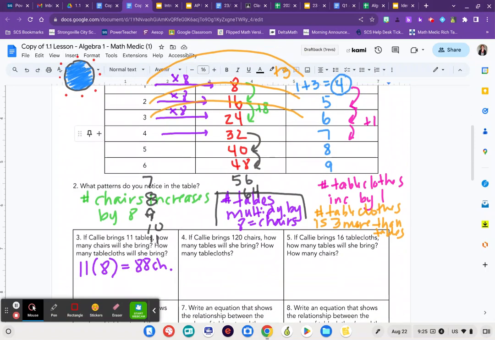But it also says how many tablecloths would she bring? So again, if I were to extend my table, I would keep adding 1 to the tablecloth column. Or I could look at what we wrote in orange, that the number of tablecloths is always 3 more than tables. So if I have 11 tables and I'm always bring 3 extra, that's going to give me 14 tablecloths.